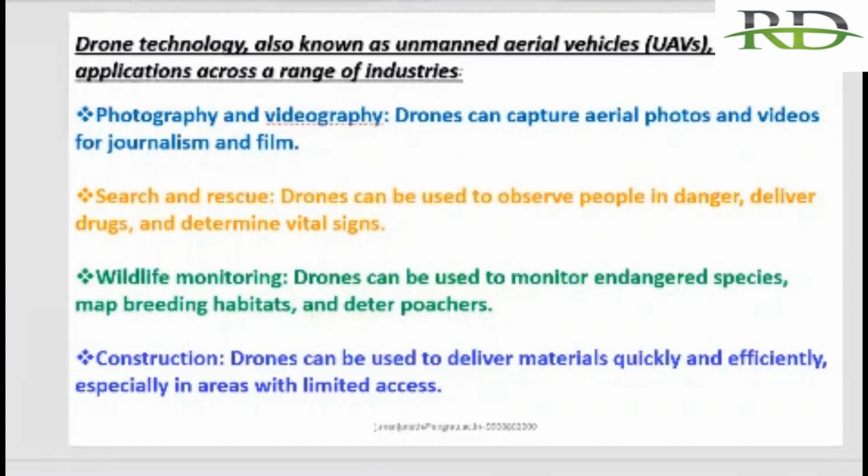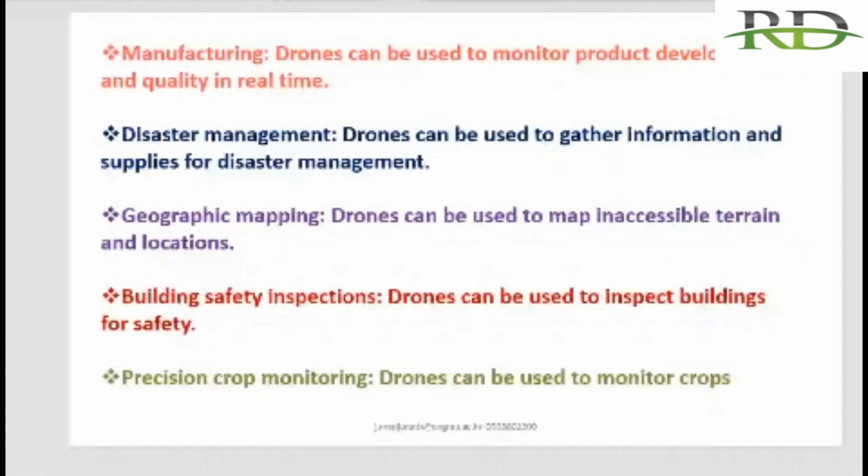Drones can be used for construction, to see what materials are used and what the limits are. Drones can be used for a wide range of tasks. In manufacturing, drones can be used to monitor quality in real time, time to time, for exact monitoring of the product. Also disaster management: drones can gather information pertaining to disaster management and supply aid at the right time.